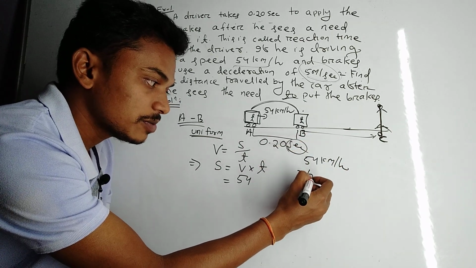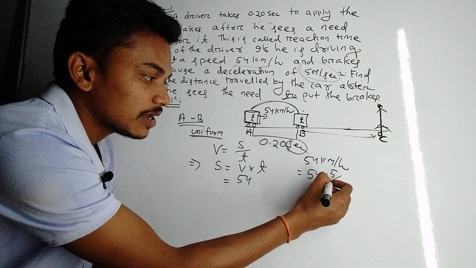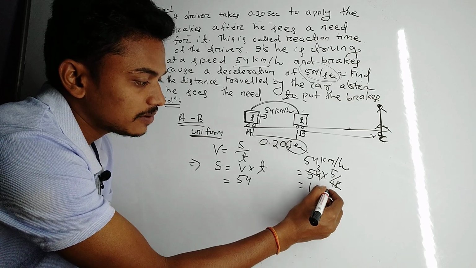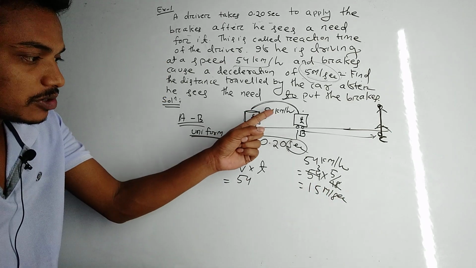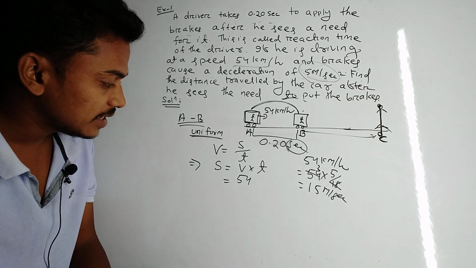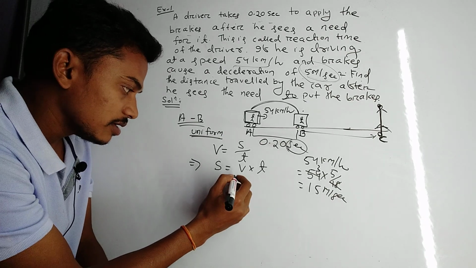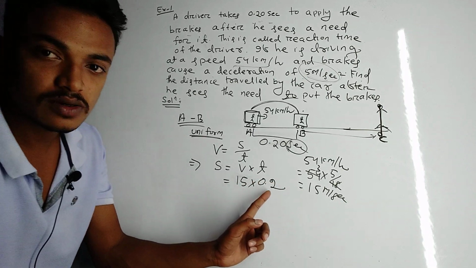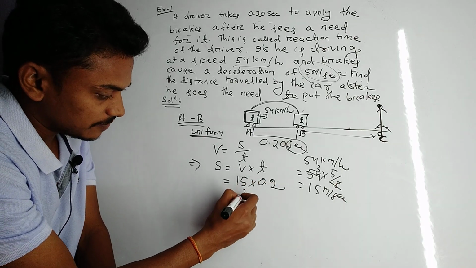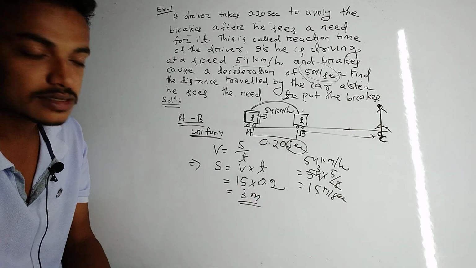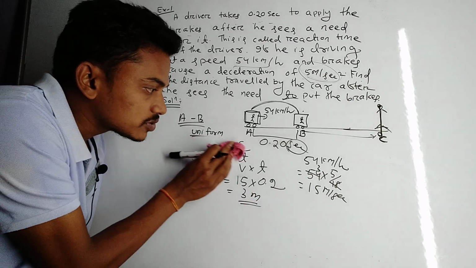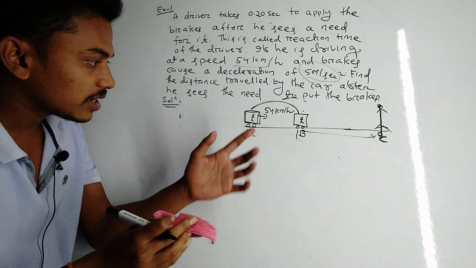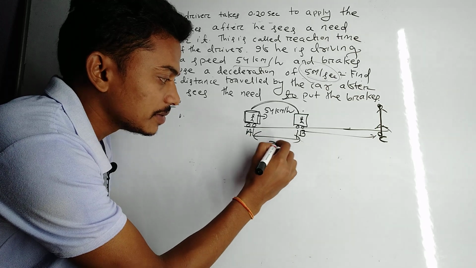So 54 kilometer per hour equals 54 into 5 by 18, that is 15 meter per second. So here I am writing 15 into time, which is 0.2. 15 into 0.2 is 3 meter. It means during the uniform motion, or during the reaction time, the car covers a distance of 3 meter.